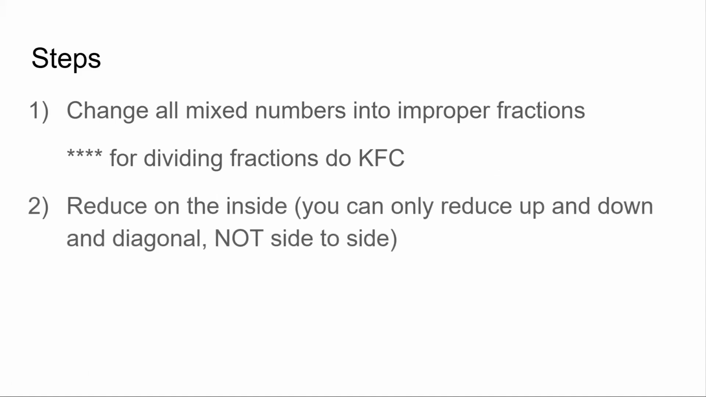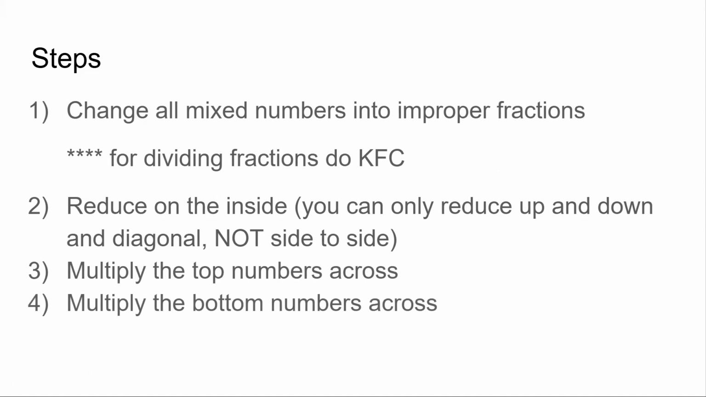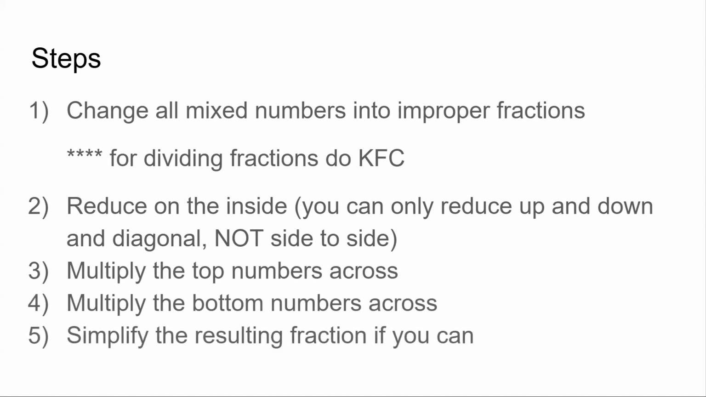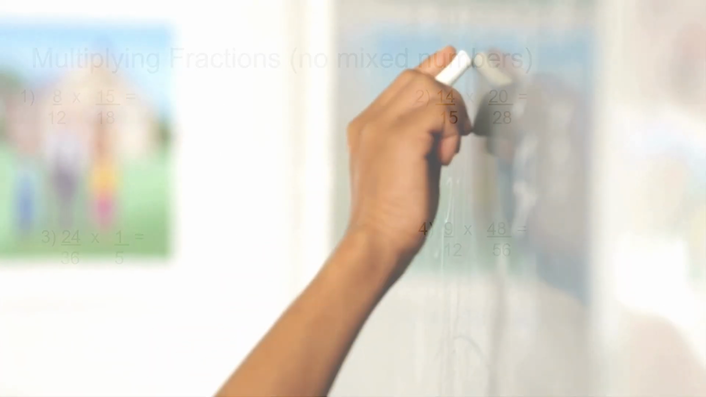Reduce on the inside. You can only reduce up and down and diagonal, not side to side. And this is important so that you can save yourself some work. Multiply the top numbers across, multiply the bottom numbers across, and simplify the resulting fraction if you can. So let's look at a few examples here.